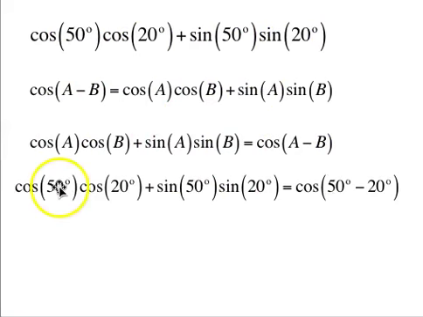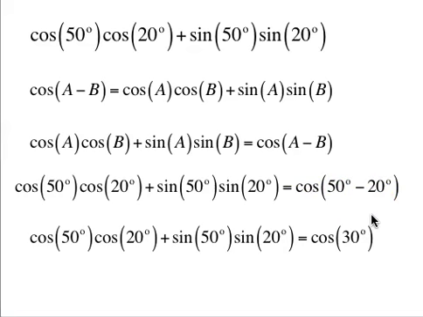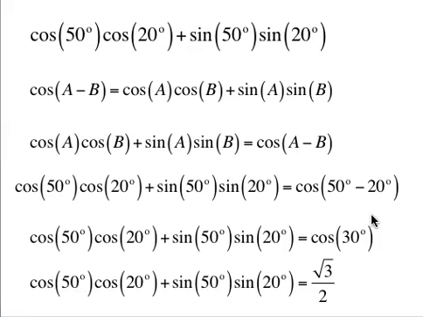And it'll become cos 50, cos 20, plus sine 50, sine 20 is cos of 50 minus 20. But what is 50 minus 20? It's just 30 degrees. And what is the cosine of 30 degrees? The answer to that, of course, is root 3 over 2. So cos 50 degrees, cos 20 degrees, plus sine 50 degrees, sine 20 degrees equals square root of 3 over 2. And that will conclude this lesson.